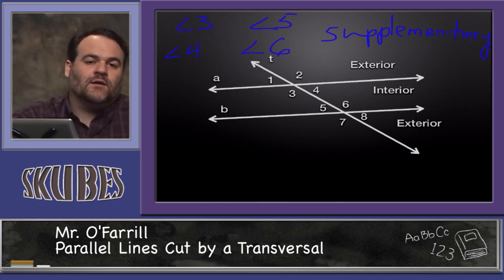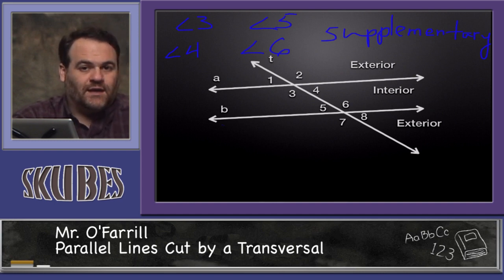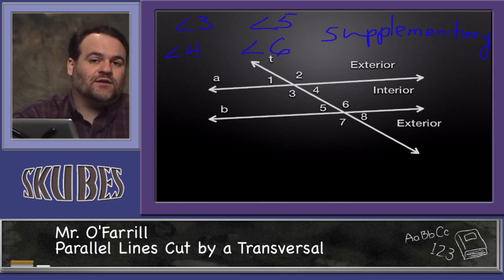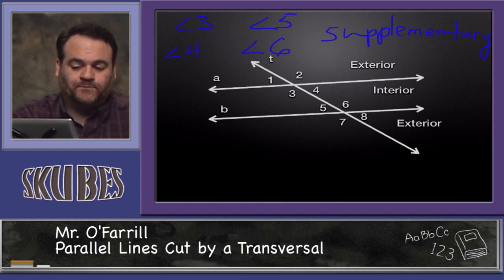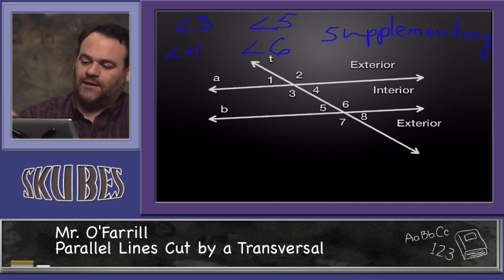The word for these is that they are supplementary, meaning that if you add their measures together, you're going to get 180 degrees. Just like you get with some of the other measures that you are already familiar with, such as consecutive or adjacent angles, which are supplementary as well. But those are the terms that we're going to be looking at.